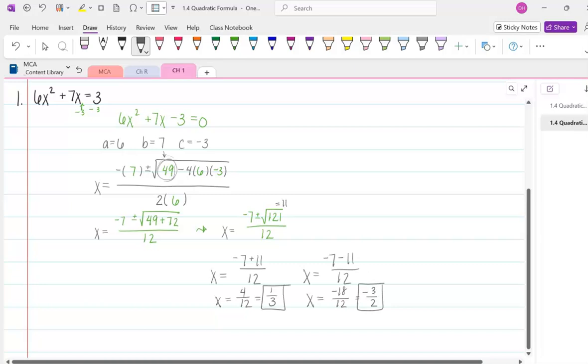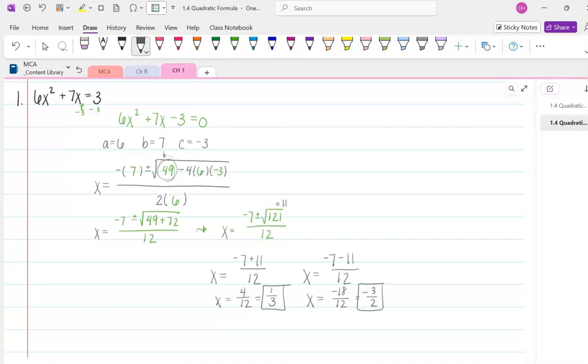Now this problem was really nice because we were able to square root 121 and actually get 11. The whole point of using quadratic formula is for when we cannot factor. So number 1 right here, we could factor the long way with your x's. So we've got two numbers that multiply. So remember, my friend is factor.